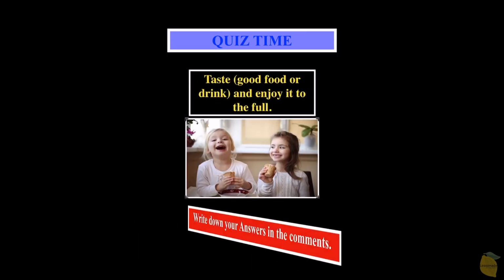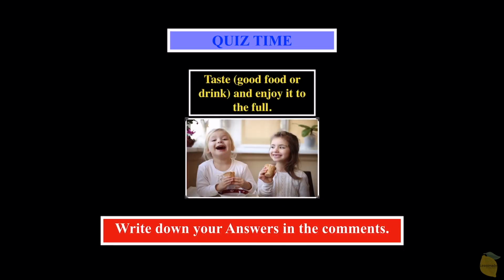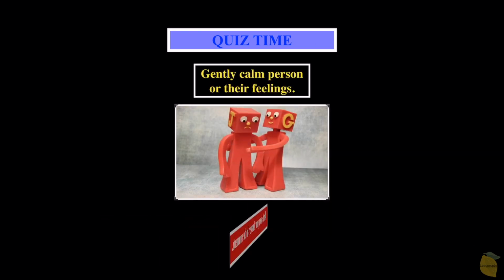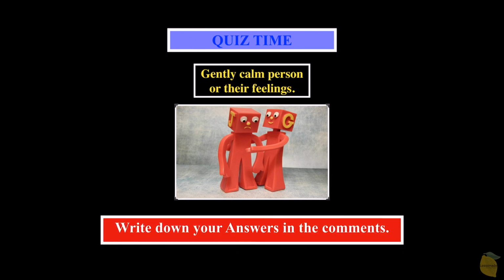The next one is taste good food or drink and enjoy it to the full. Once again, write down your answers in the comments, and the picture is two girls enjoying their ice cream. Let's go on to the next one. The next one is gently calm a person or their feelings. In this picture we can see person G calming down person J. So once again, write your answers in the comments below.